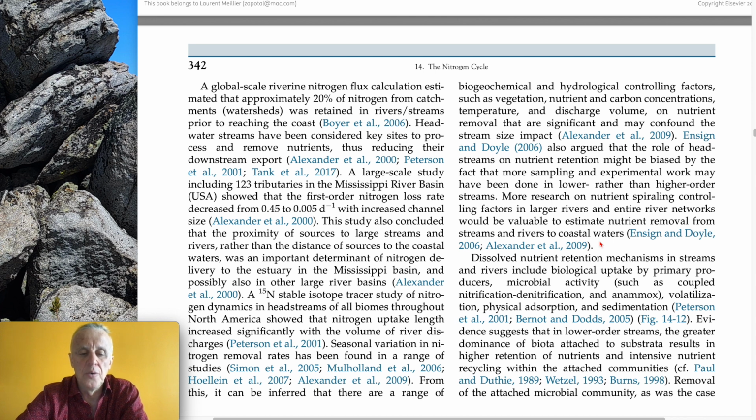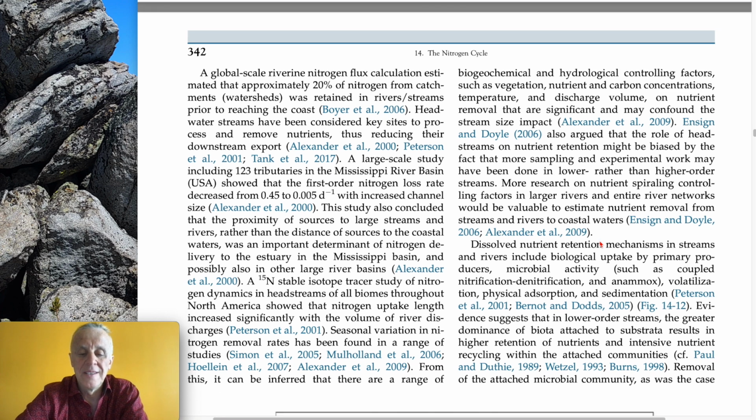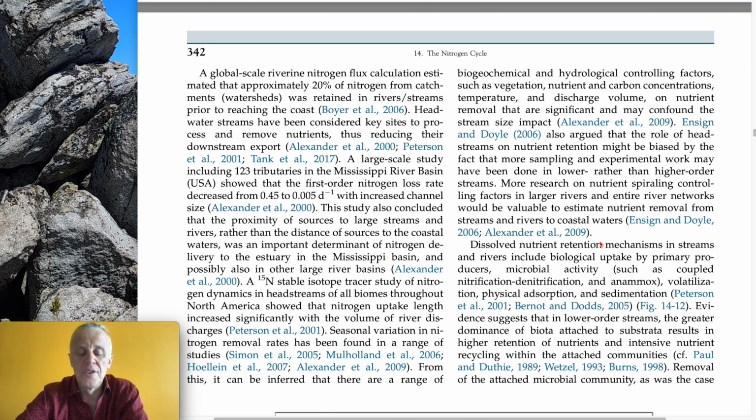This study also concluded that the proximity of sources to large streams and rivers, rather than the distance of sources to the coastal waters, was an important determinant of nitrogen delivery to the estuary in the Mississippi Basin, and possibly also in other large river basins. A nitrogen-15 stable isotope tracer study of nitrogen dynamics in headwater streams of all biomes throughout North America showed that nitrogen uptake length increased significantly with the volume of river discharge. Seasonal variation in nitrogen removal rates has been found in a range of studies.